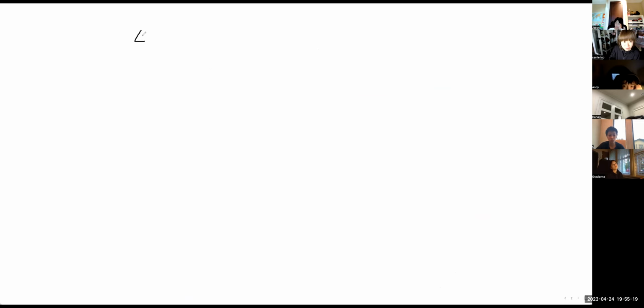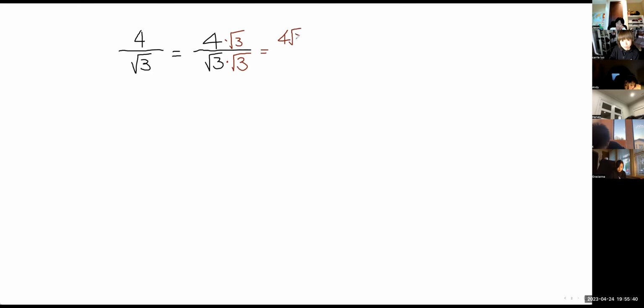So I want to give you some examples, okay? So for instance, we have something like that. How do we do it? We copy this down, right? And we multiply by the same thing. Remember, the denominator cannot have any square root. So I multiply by square root 3 on the bottom, and square root 3 on the top. So it equals 4 square root 3 over 3. Get it, everybody?